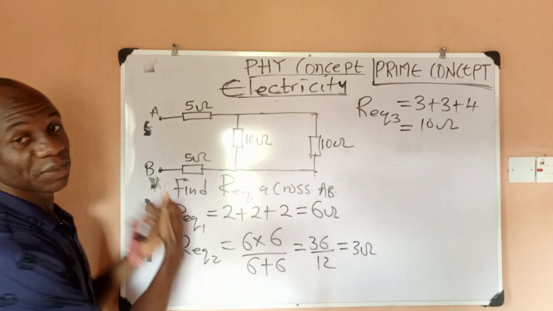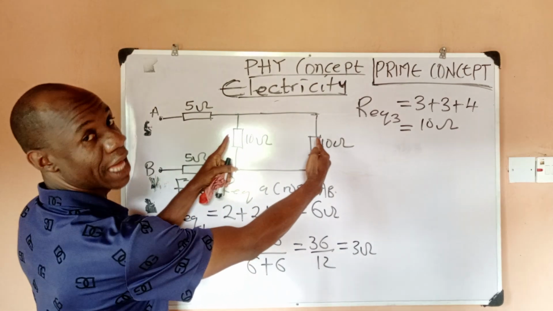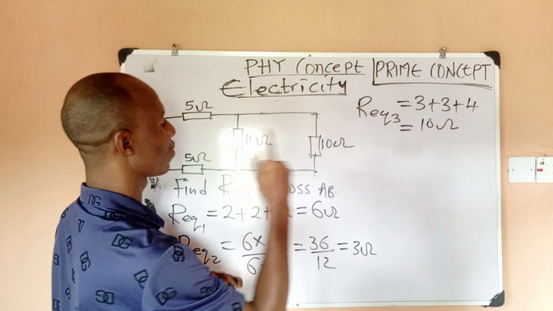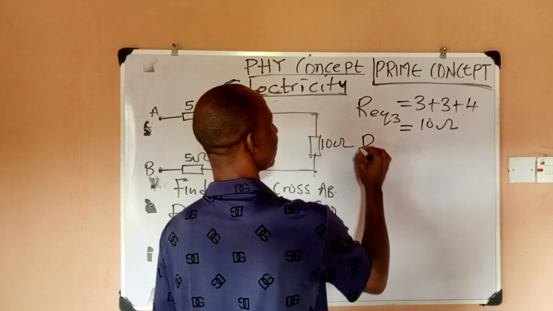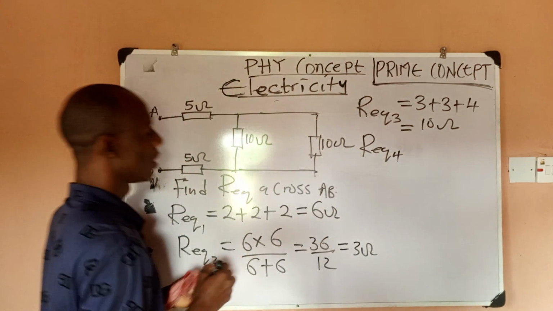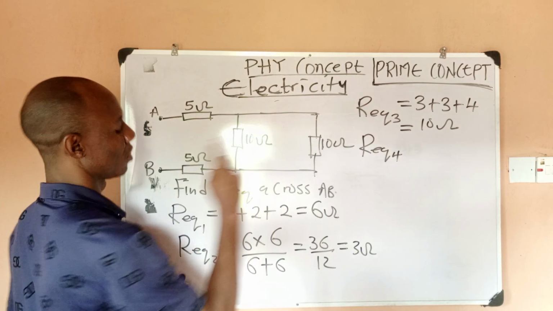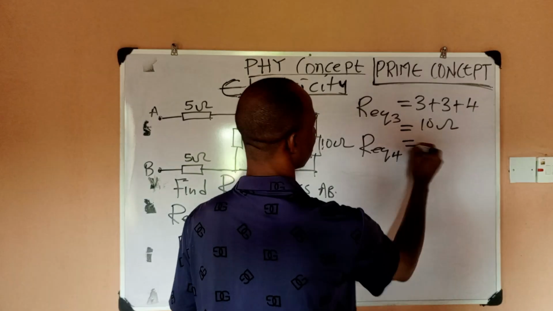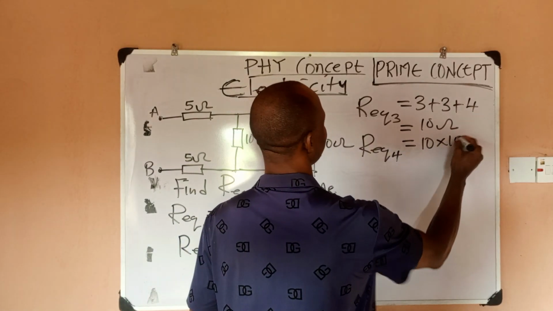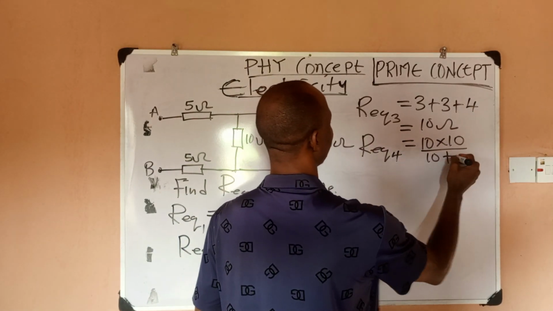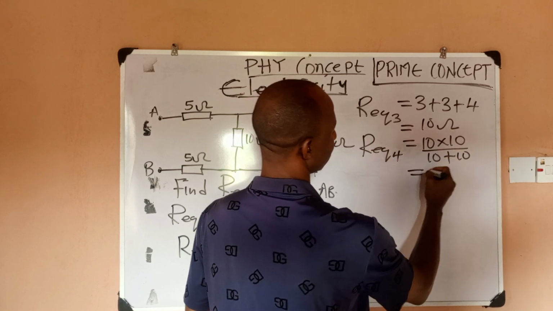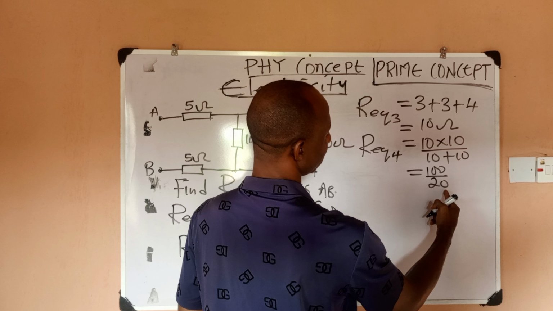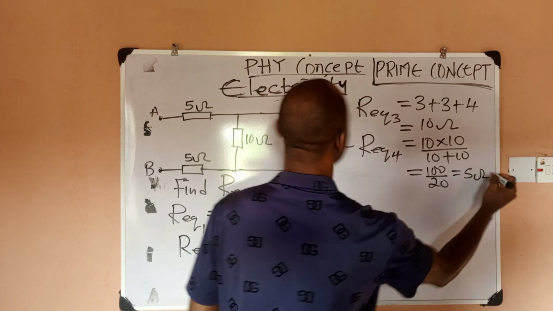The next thing you would observe again is that these two values are now in parallel again. So I want to call it my R equivalent 4. Since both of them are in parallel, you simply do the product over their sum. So the product is going to be 10 by 10 divided by 10 plus 10. 10 by 10 is 100, and 10 plus 10 is 20. So this is going to be 5. So this is 5 ohms.